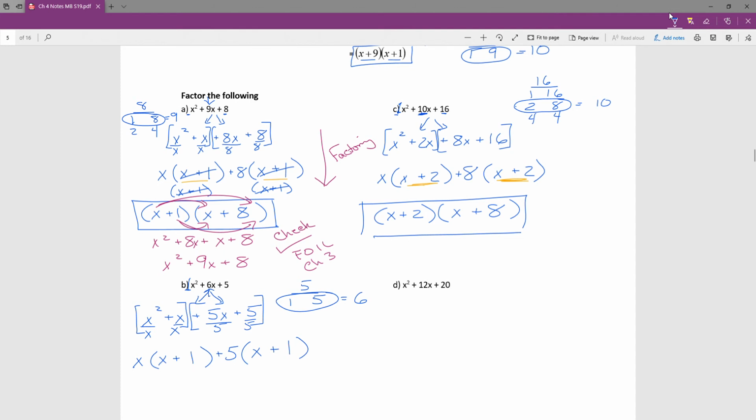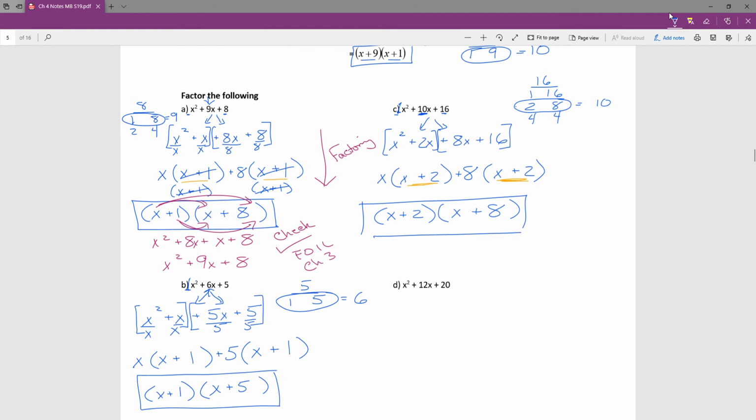So now my bracket is my greatest common factor, so x plus 1 is my greatest common factor. I'm going to fill up my second set of brackets with what's left behind if I were to factor that out of each term. So I've got that as my factored polynomial.